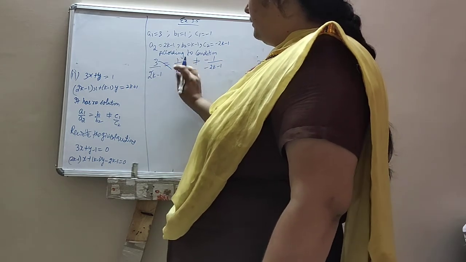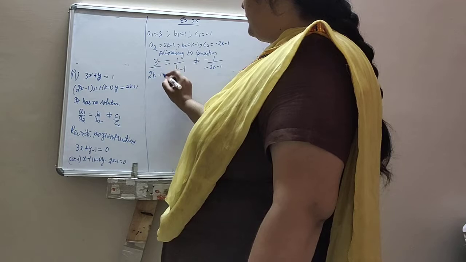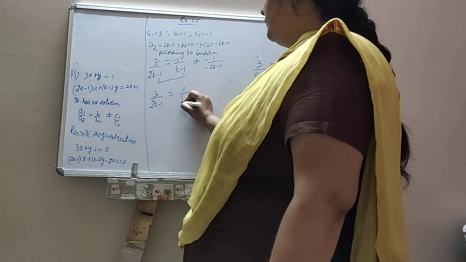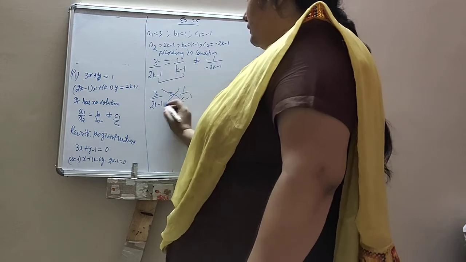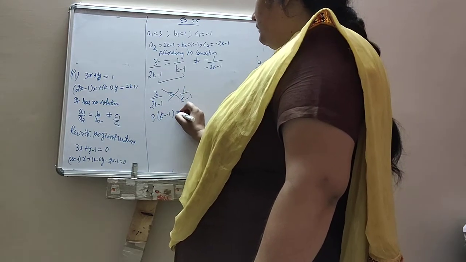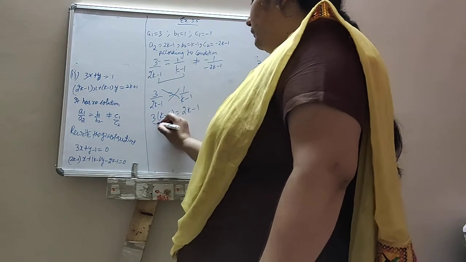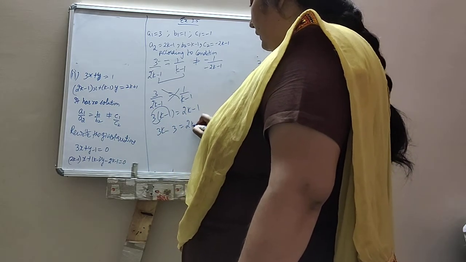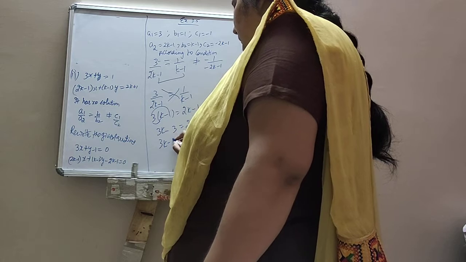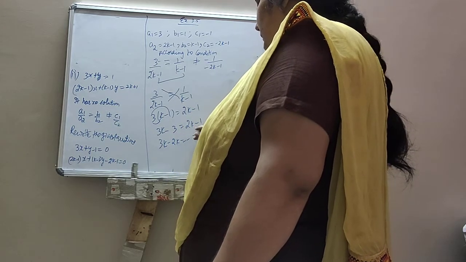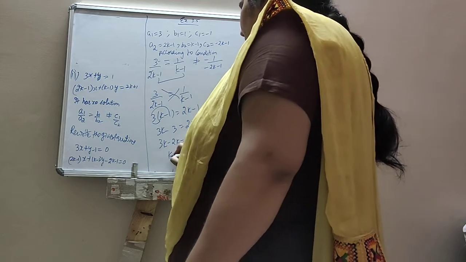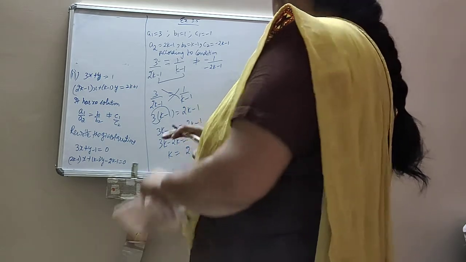So firstly, take these two. 3 by 2k minus 1 equals 1 by k minus 1. So cross multiplying, it is 3 times k minus 1 equals 2k minus 1, so 3k minus 3 equals 2k minus 1. 3k minus 2k equals minus 1 plus 3, so k equals 2.